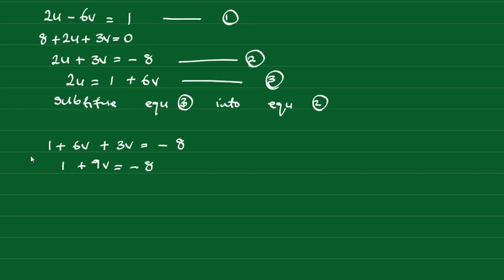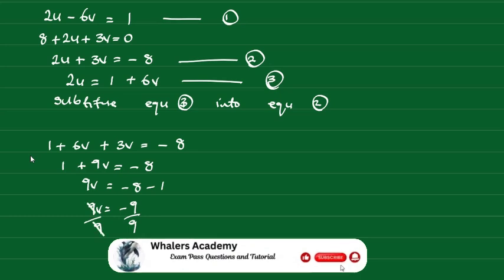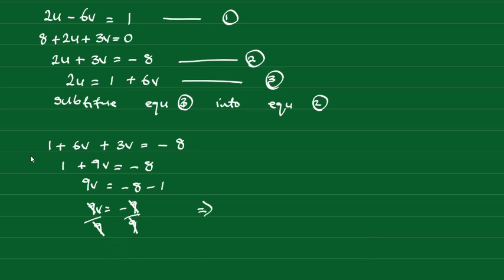We move 1 to the other side of the equal sign. When 1 crosses the equal sign, it becomes minus 1. So 9v is equal to minus 8 minus 1, which gives 9v equal to minus 9. We divide both sides of our equation by 9. 9 cancels 9, and 9 cancels minus 9. Therefore, we have a value for v equal to minus 1.